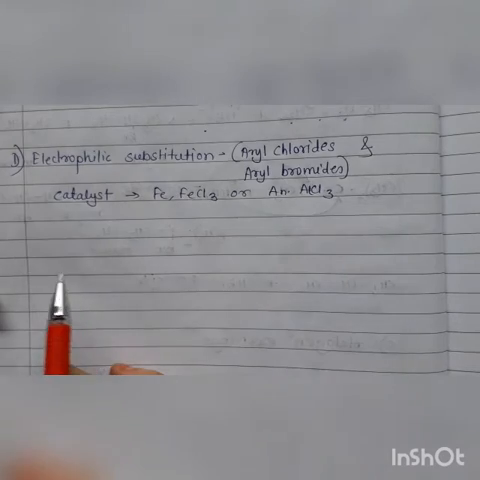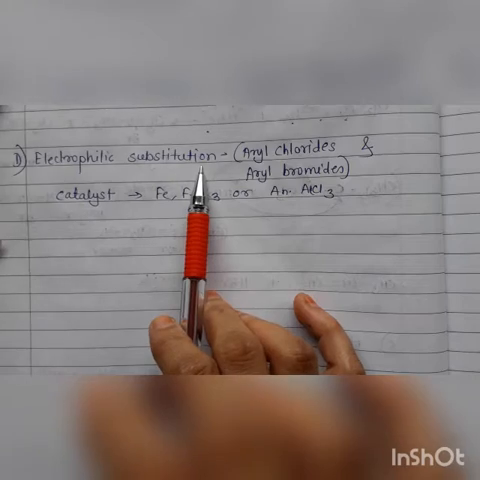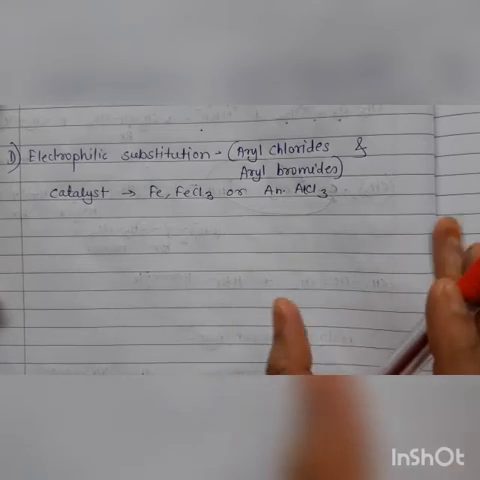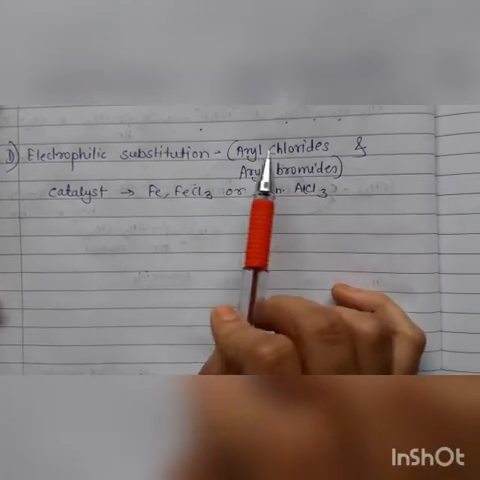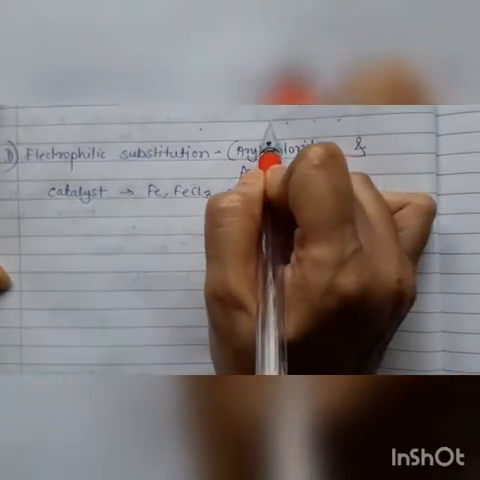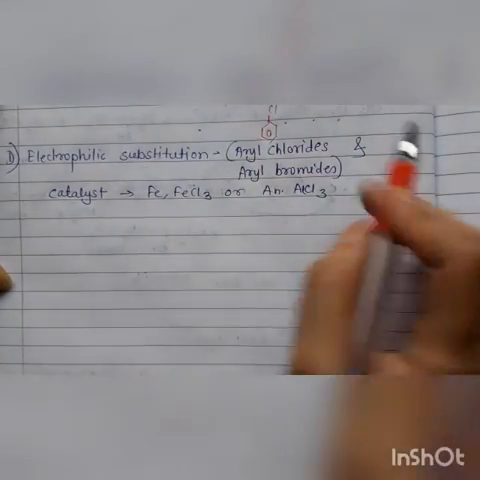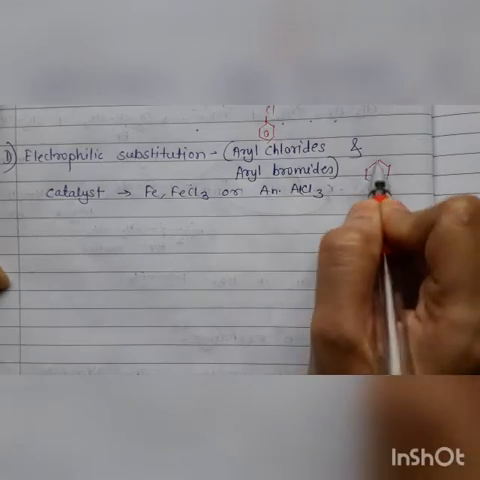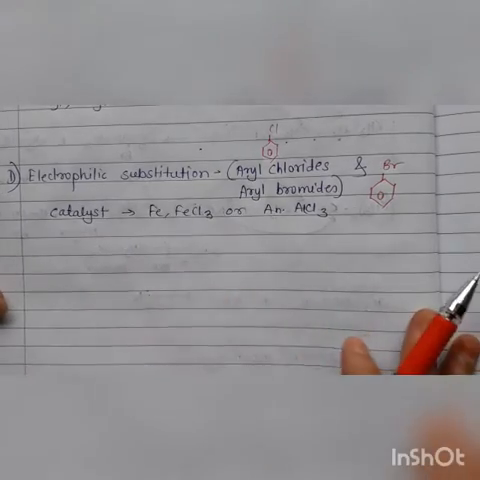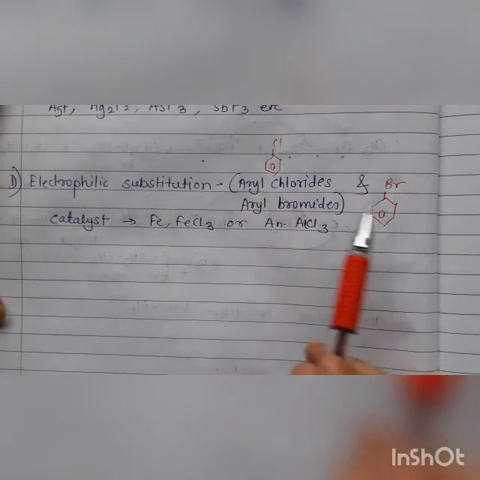Now see, the next method of preparation is electrophilic substitution. You know electrophilic substitution reactions take place with aromatic compounds. So this method is used for the preparation of aryl chlorides and aryl bromides. Aryl means a benzene ring is present there. Aryl chloride means chlorine is there on the ring, and aryl bromides mean a benzene ring and bromine. One bromine or many bromines can also be there. So electrophilic substitution is mainly used for the preparation of aryl chlorides and aryl bromides.